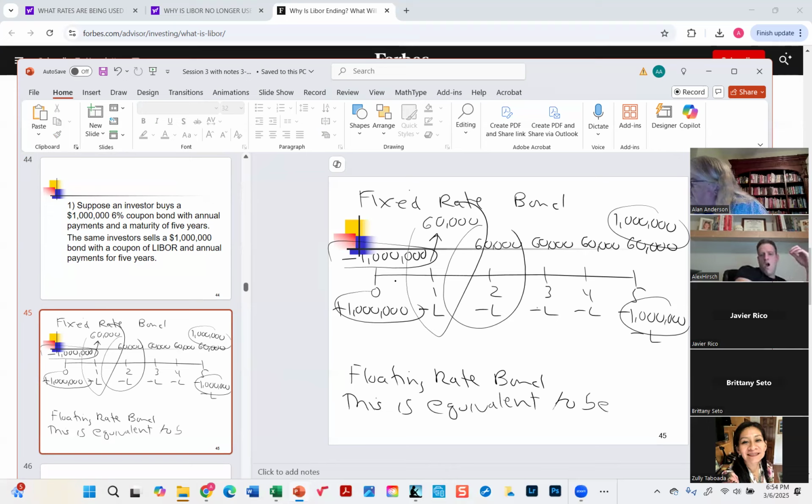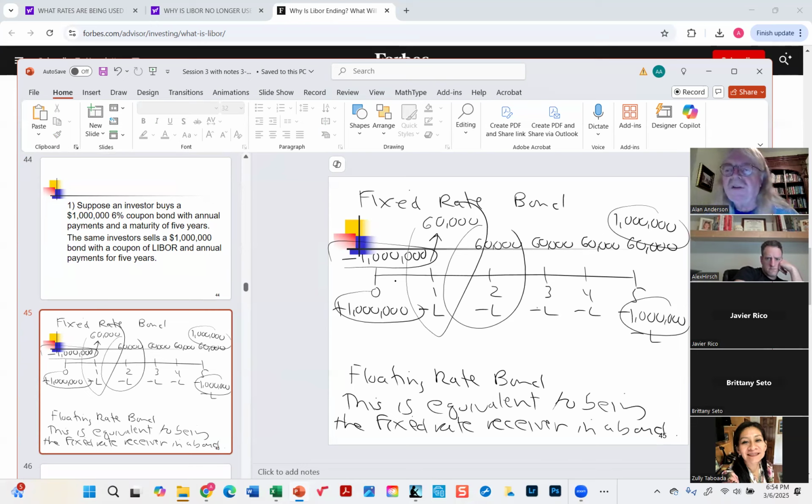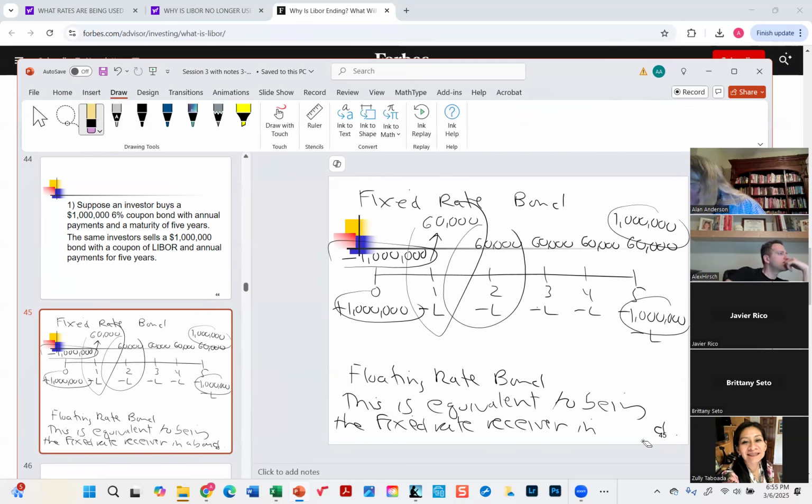to being what we call the fixed rate receiver in a swap. So with an interest rate swap, one side is defined as the fixed rate payer and the other is the fixed rate receiver. So I'm collecting the fixed rate, I'm paying the floating rate. So having a portfolio like this is equivalent to being the fixed rate receiver in a swap. Sorry, let's just say swap.